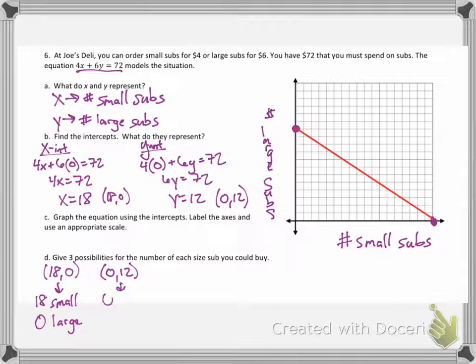0, 12 would be 0 small, 12 large. We already know those work algebraically. So what we need to do is look at our graph and find another ordered pair that would work and also make sense in the context of the problem.